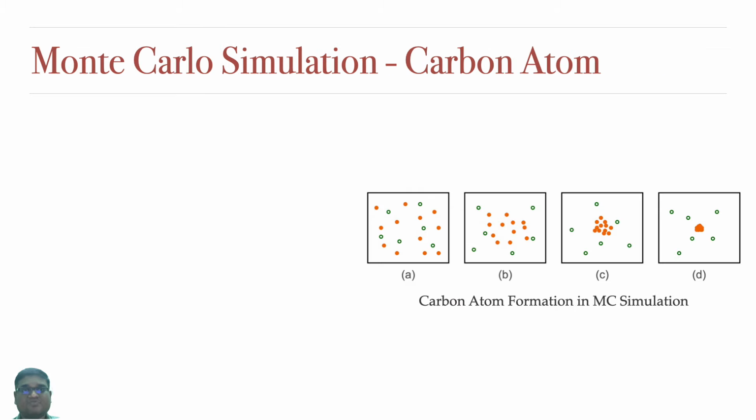Okay, let's move to Monte Carlo simulation. As I said, in Monte Carlo simulation, we'll place the protons, neutrons and electrons randomly within the simulation box. For a carbon atom, we'll have 6 electrons. The green circles are electrons and the orange circles are protons and neutrons. So we'll have 6 electrons, 6 protons and 6 neutrons.